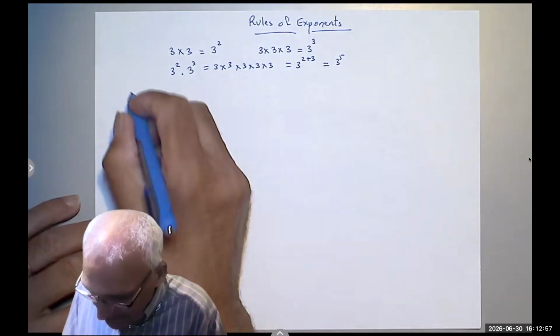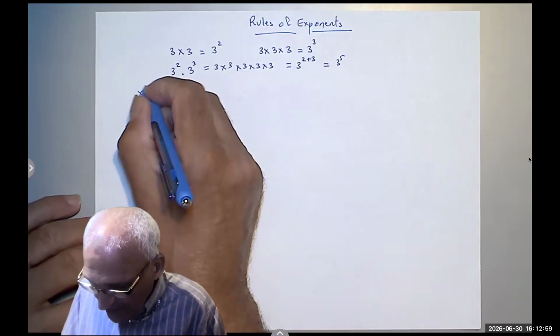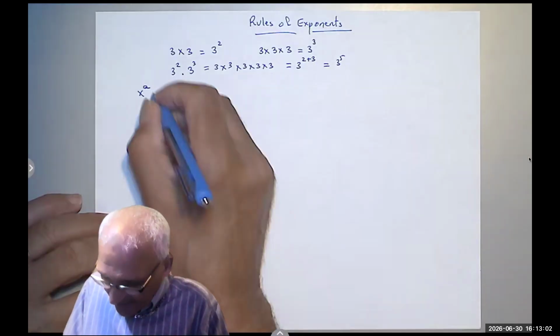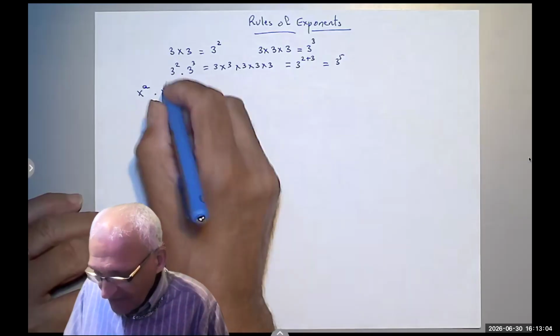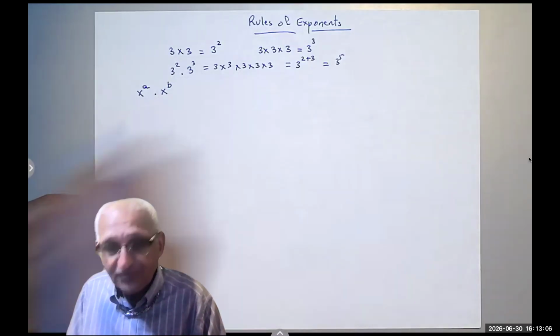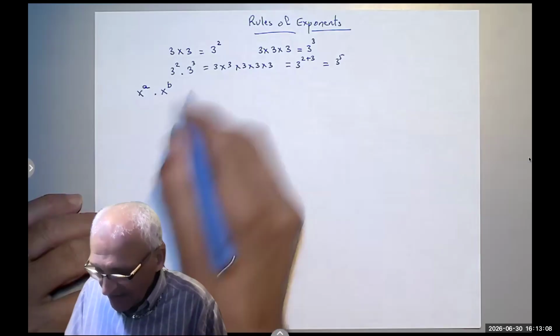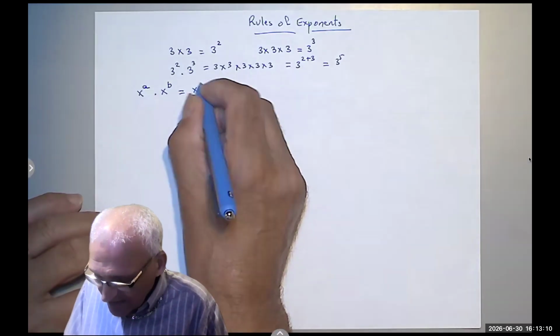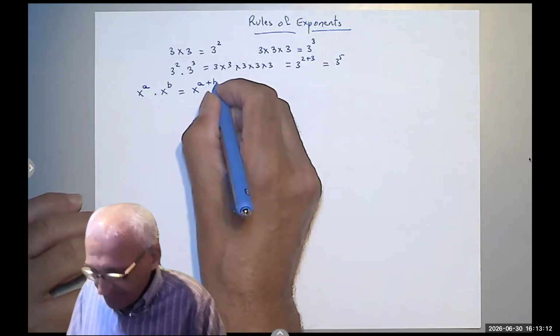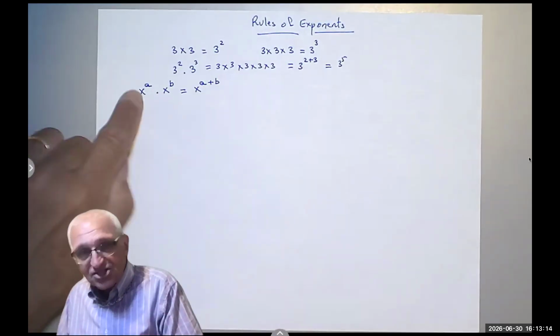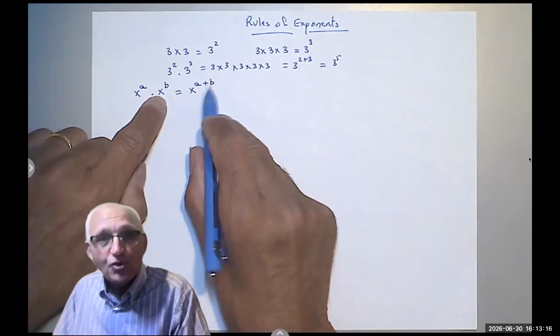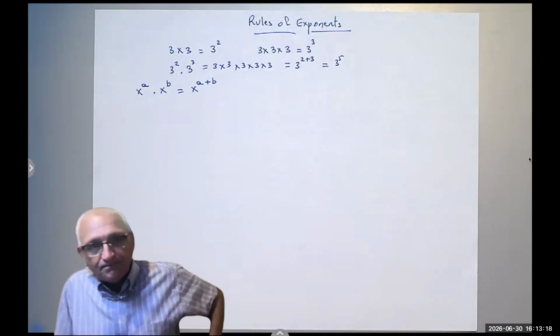If I have the same base x raised to any power, let's call it a, and I multiply it by x raised to a different power, which is b, meaning the same base, the answer would be x raised to the power of a plus b. So now the multiplication here transformed into addition of exponents.